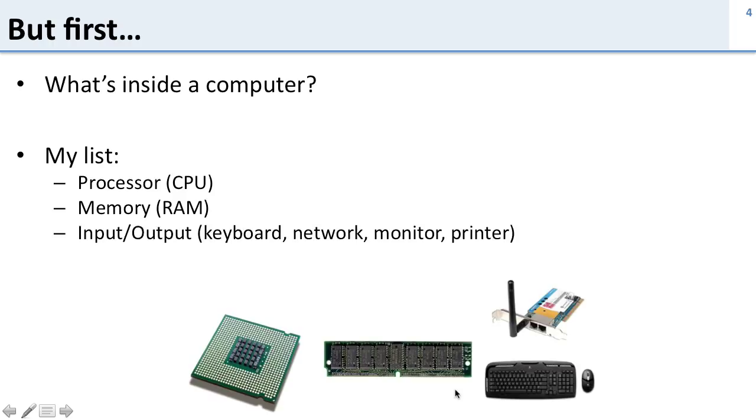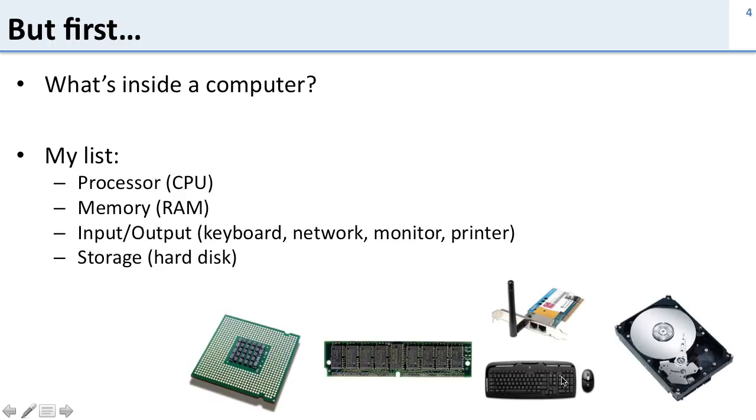You have input-output, so keyboard, network, mouse, and you have some sort of storage. Typically a hard disk, which is a spinning chunk of metal that uses a magnet, or you can have flash memory, which looks a lot more like this and just has a different way of storing data.